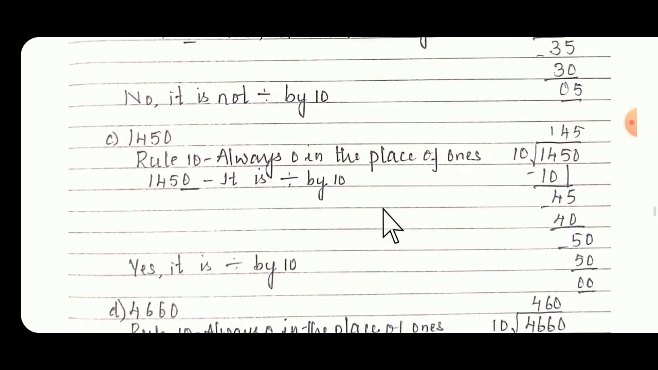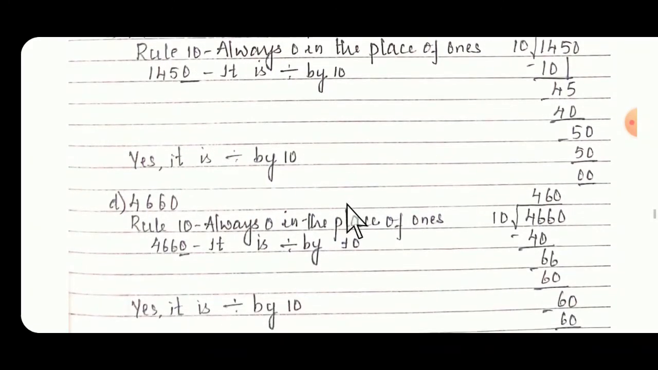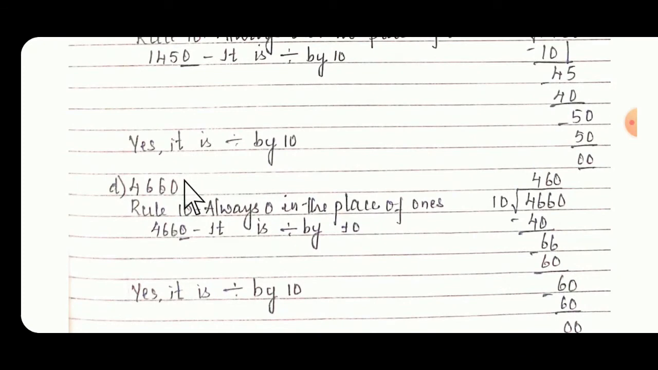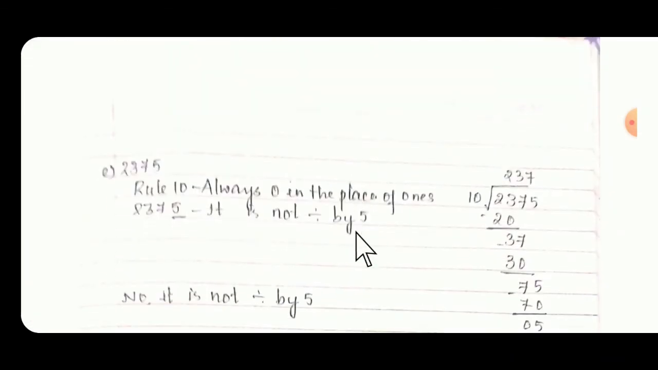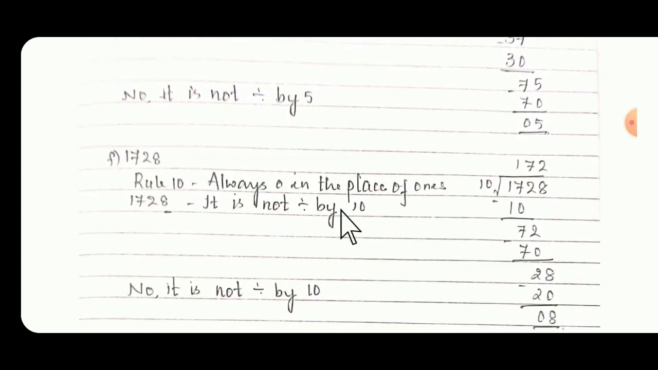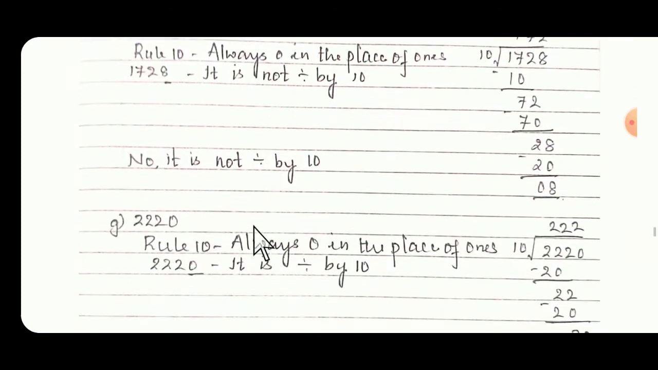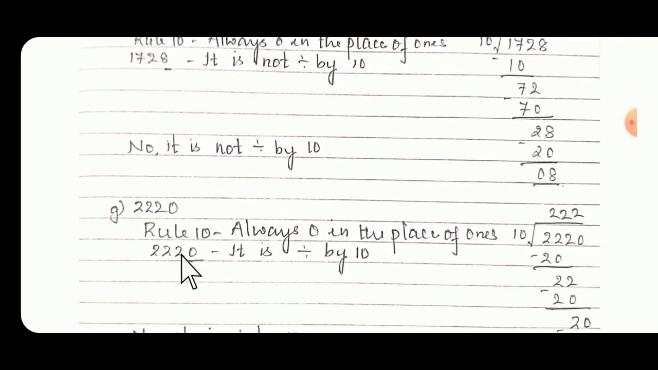Similarly, in C we have 0. That means it satisfies divisibility rule 10. Again 0. That means it is divisible by 10. Why? 0 in the place of ones. E, we have 5 in the place of ones. That means it is not divisible by 10. Again 8, it is not divisible by 10. We should have 0 in the place of ones. G, 0 is there. That means it is divisible by 10.